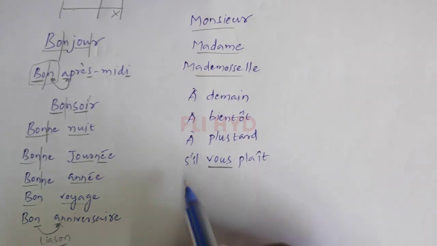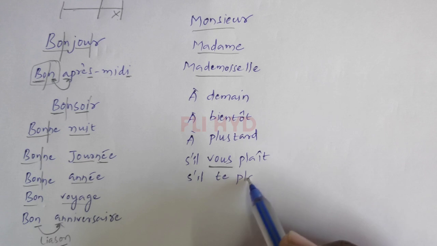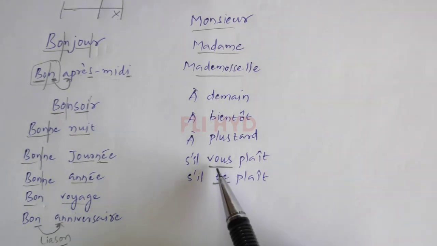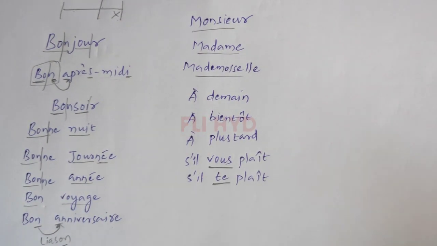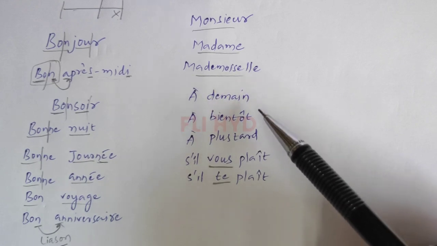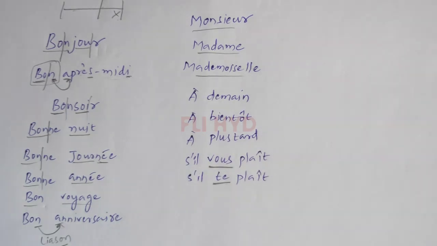If it is informal, you're talking to your friend and you want to say please, then we say s'il te plaît. So te means you informal. S'il te plaît is please, but used for informal. So s'il vous plaît is please, and s'il te plaît is also please. But s'il vous plaît is used for formal and s'il te plaît is informal. Monsieur, Madame, Mademoiselle, à demain, à bientôt, à plus tard, s'il vous plaît, and s'il te plaît.